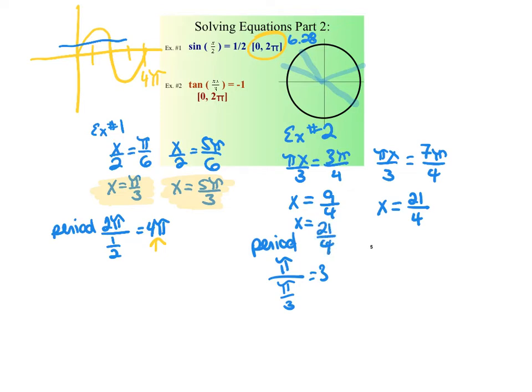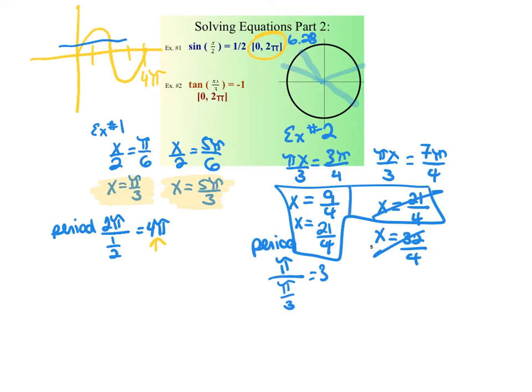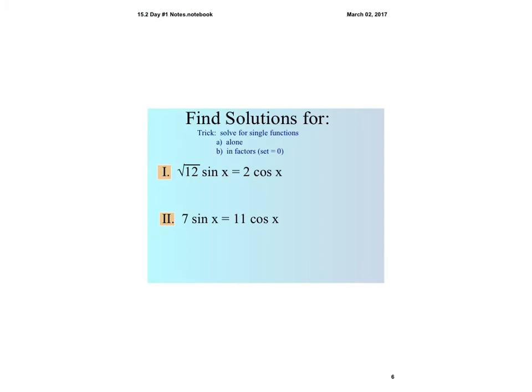Is that bigger than 6.28? I don't think so. Right? 6 times 4 is 24. No, then we're still under the bounds. Okay. So if I were to add 12 over 4 to this one, I would get 32 over 4. Is that bigger than 6? Yes. So the only answers that I have for this one are 9 over 4, 21 over 4, and 21 over 4. Oh, that's the same answer. So my only answers are 9 over 4 and 21 over 4.